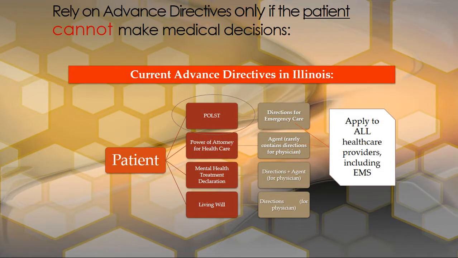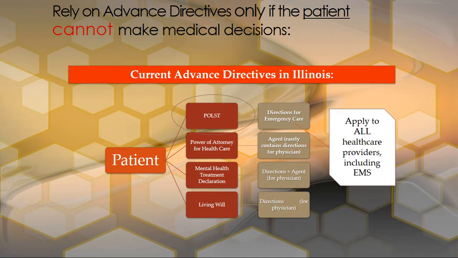So this slide gives us a general overview of current advanced directives in Illinois. So the one key takeaway here is that we should only rely on advanced directives only if the patient cannot make medical decisions. Now, there are some of these in which EMS can follow, and there are others in which we're really not going to be able to follow.